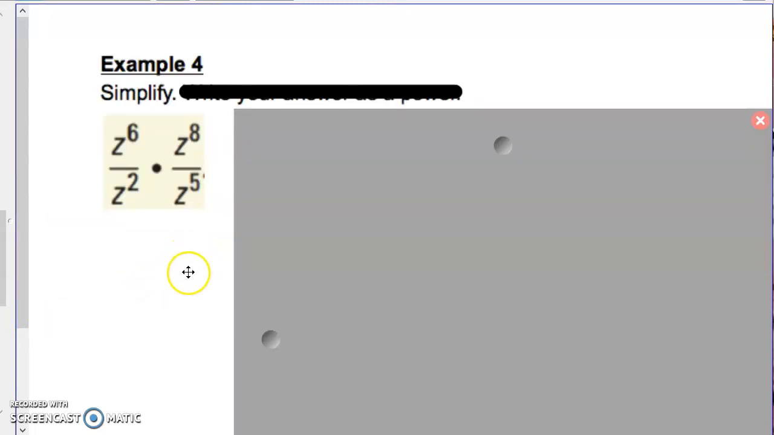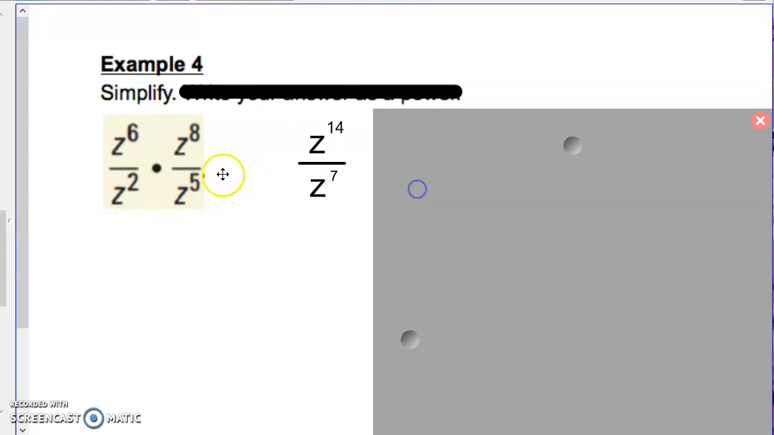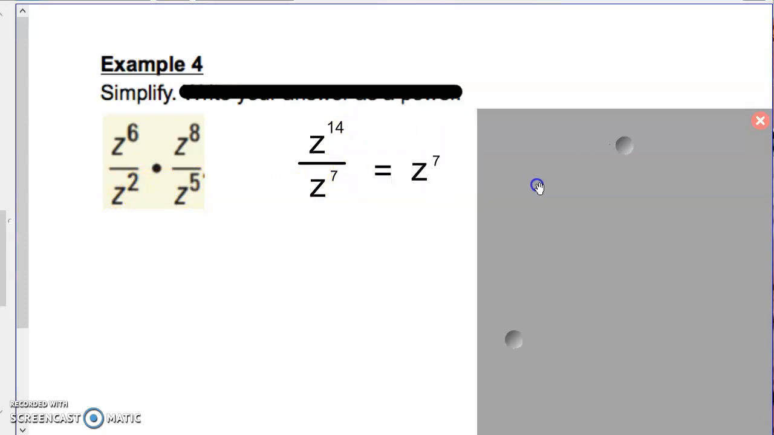Example 4 is a little bit more complex. Now I want to multiply these two, which means I add my exponents, and then I want to add the exponents down here as well. So that's going to give me z to the 14th, because that's what 6 plus 8 is, and 2 to the 5th, or 2 plus 5 would give me 7. Now I can simplify these because they have the same base by subtracting 14 and 7, and that gives me z to the 7th as my simplified answer.